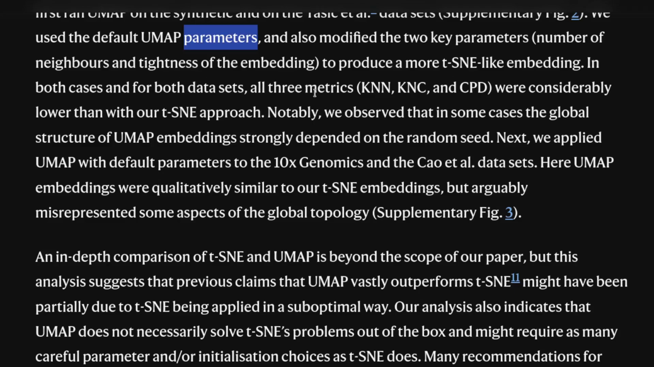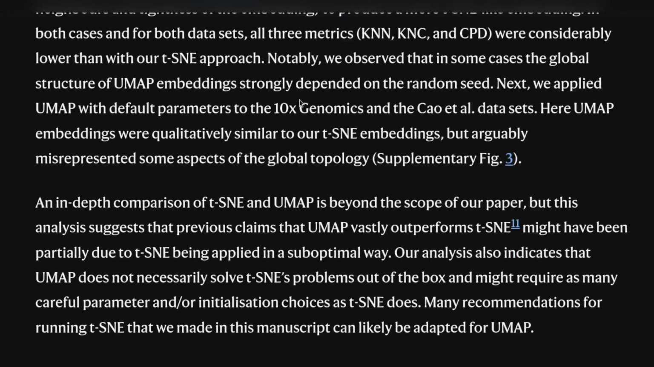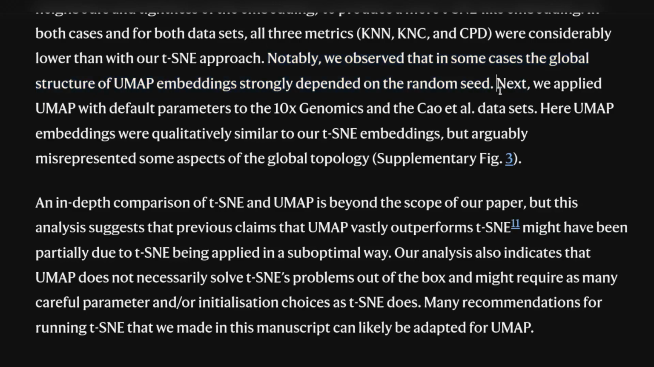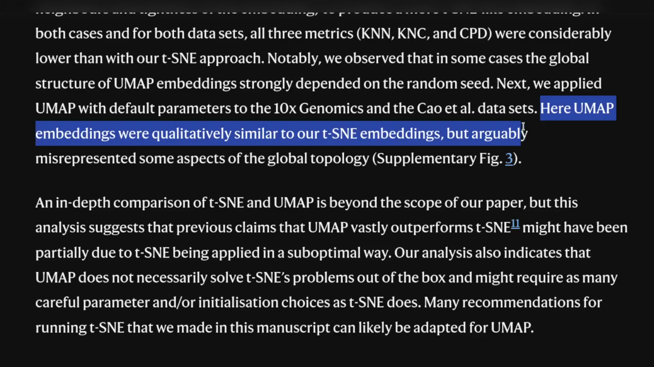In both cases and for both datasets, all three metrics, KNN, KNC, and CPD, were considerably lower than with our t-SNE approach. Notably, we observed that in some cases, the global structure of UMAP embeddings strongly depended on the random seed. Next, we applied UMAP with default parameters to the 10x Genomics and the Cao et al. datasets. Here, UMAP embeddings were qualitatively similar to our t-SNE embeddings, but arguably misrepresented some aspects of the global topology, Supplementary Figure 3.